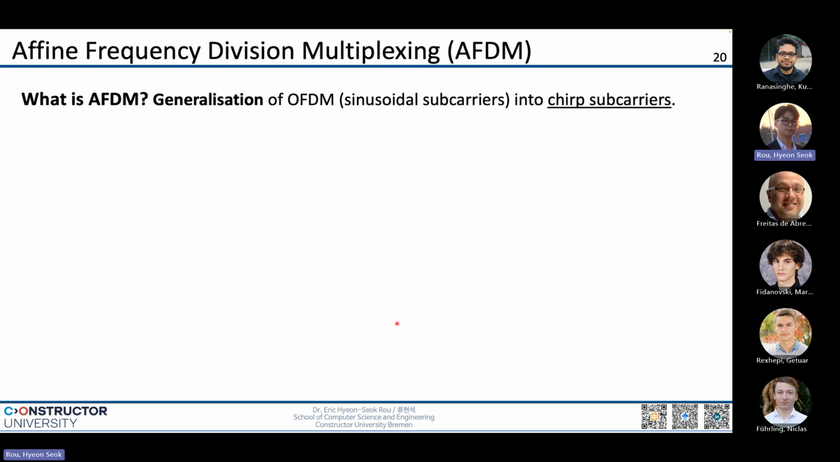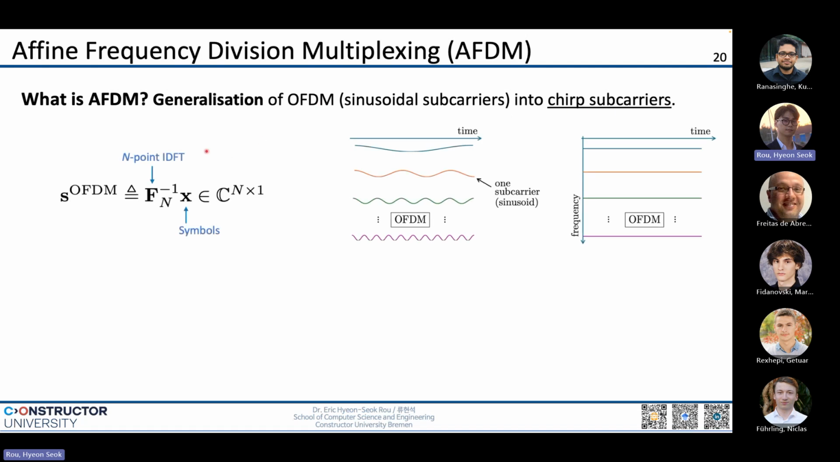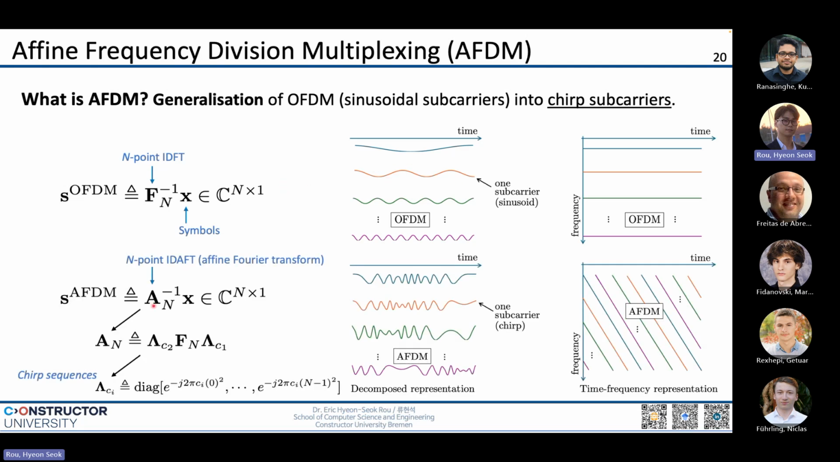So OFDM is multi-carrier, based on sinusoidal subcarriers, so all of them have constant frequencies over time. And AFDM, the affine frequency division multiplexing waveform, generalizes this by introducing a chirp subcarrier. So before we had OFDM, multiplexing symbols onto the subcarriers, and AFDM now, using what is called the inverse discrete affine Fourier transform, multiplexes the symbols onto different chirps. And each of the subcarriers are different chirps at different frequencies or different combinations of the chirps.